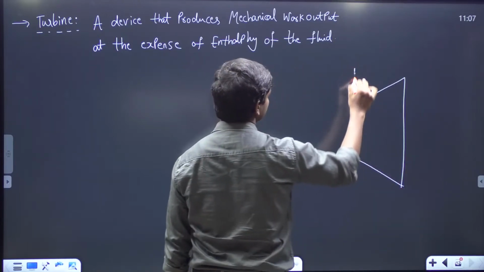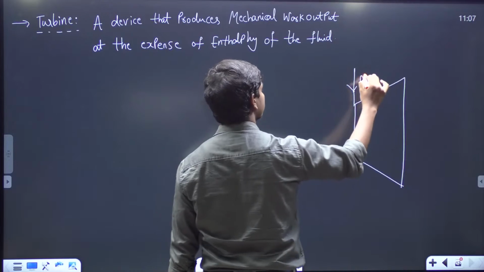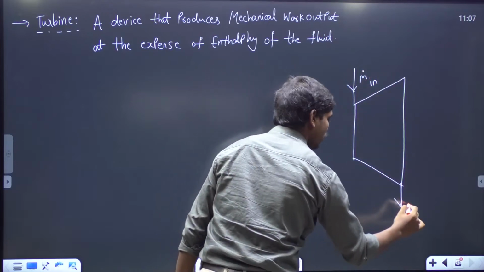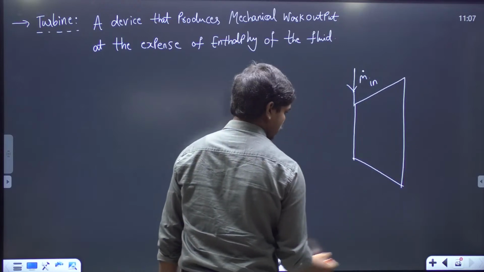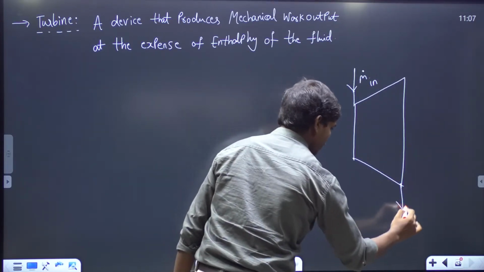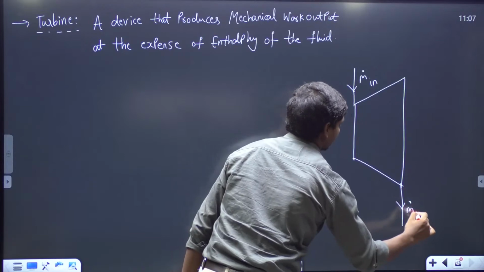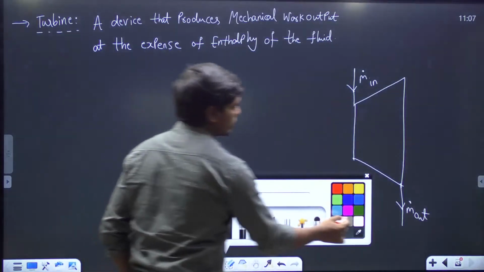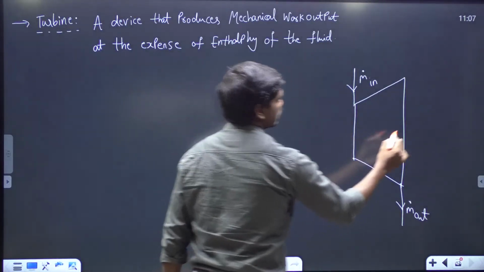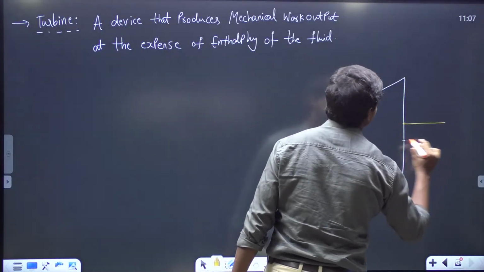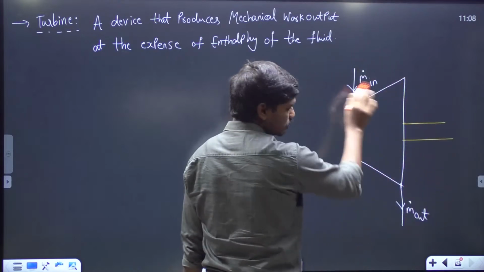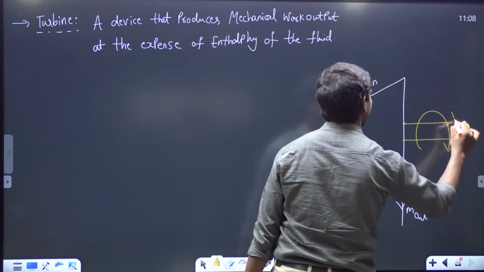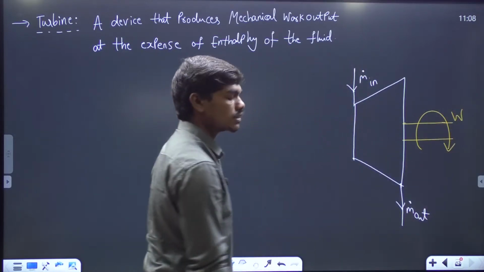Okay, so there will be some mass inflow into this turbine and there is some mass outflow out of this turbine, m dot out. And if you go deep into it, you will have some rotors that are rotating. When the substance is acted upon by the blades inside the turbine, it is capable of rotating some shaft and providing some useful work.